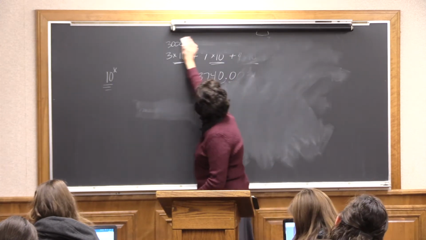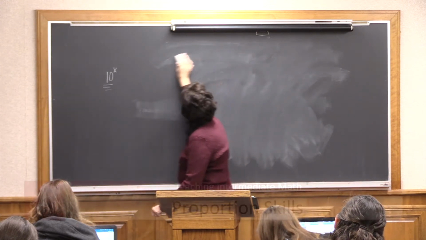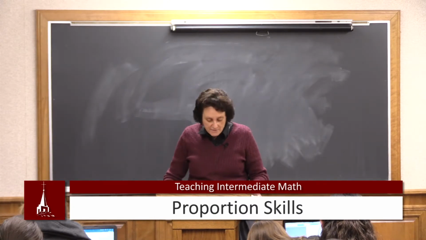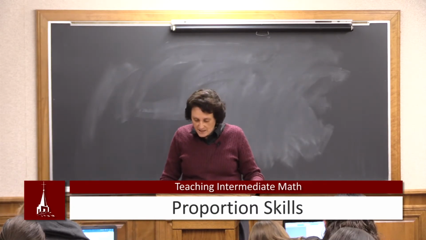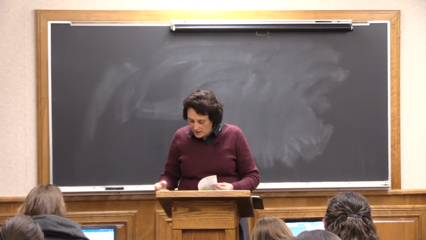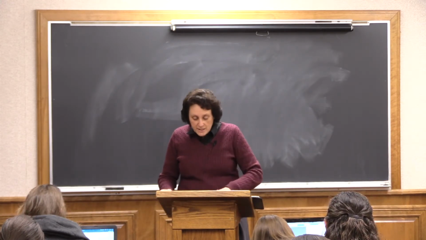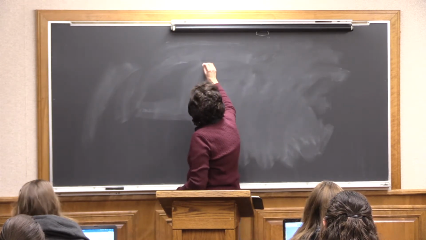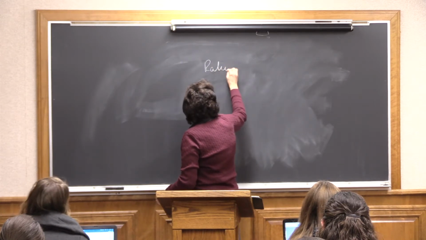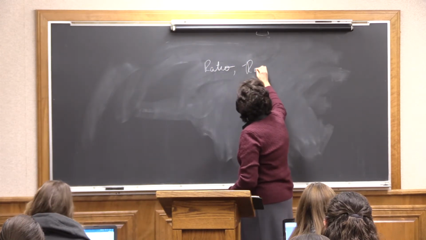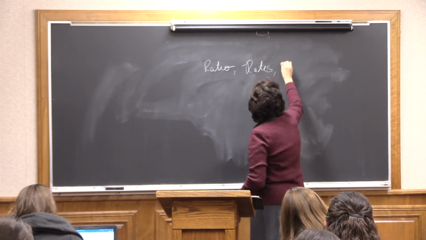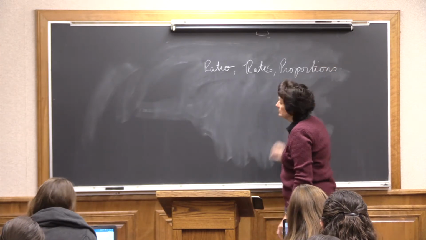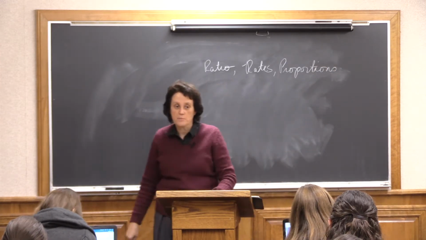The next thing I want to go over is actually in chapter 4 of your math book, and I want to go over your proportion skills. Another area of mathematics for intermediate level, which is not done in primary level and even in regular elementary level, is the idea of ratios, rates, and proportions. What are these? How are they used?